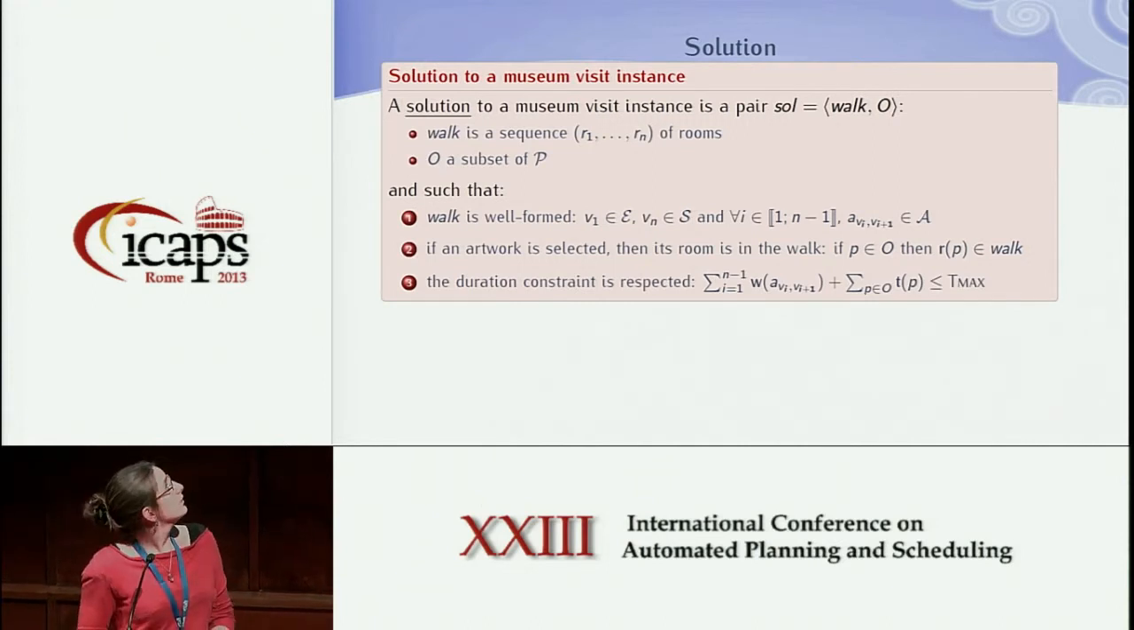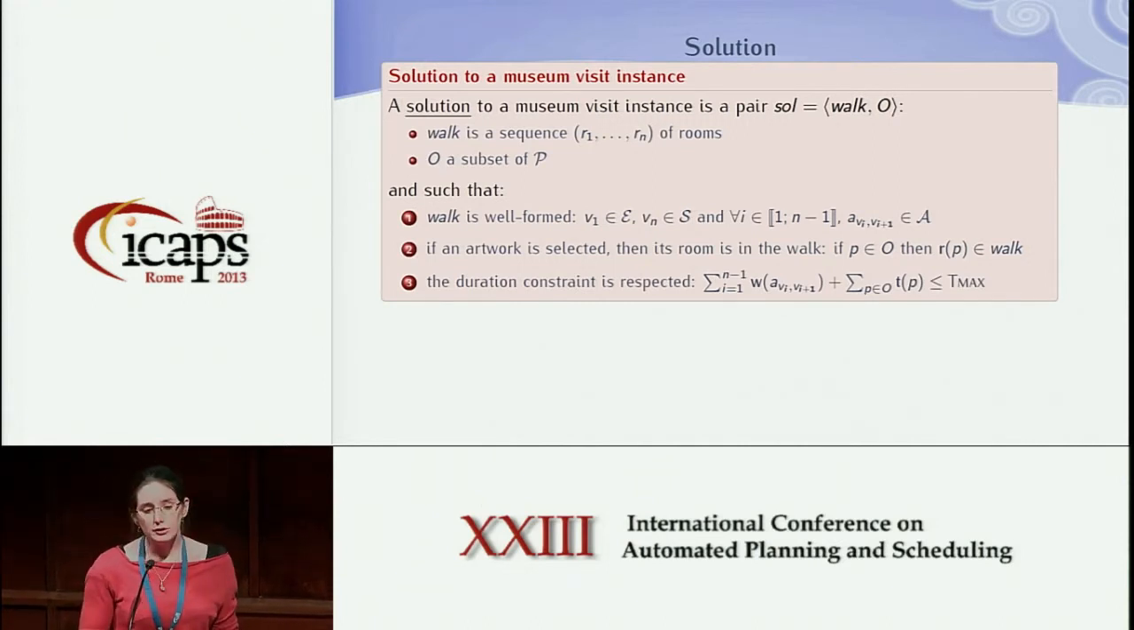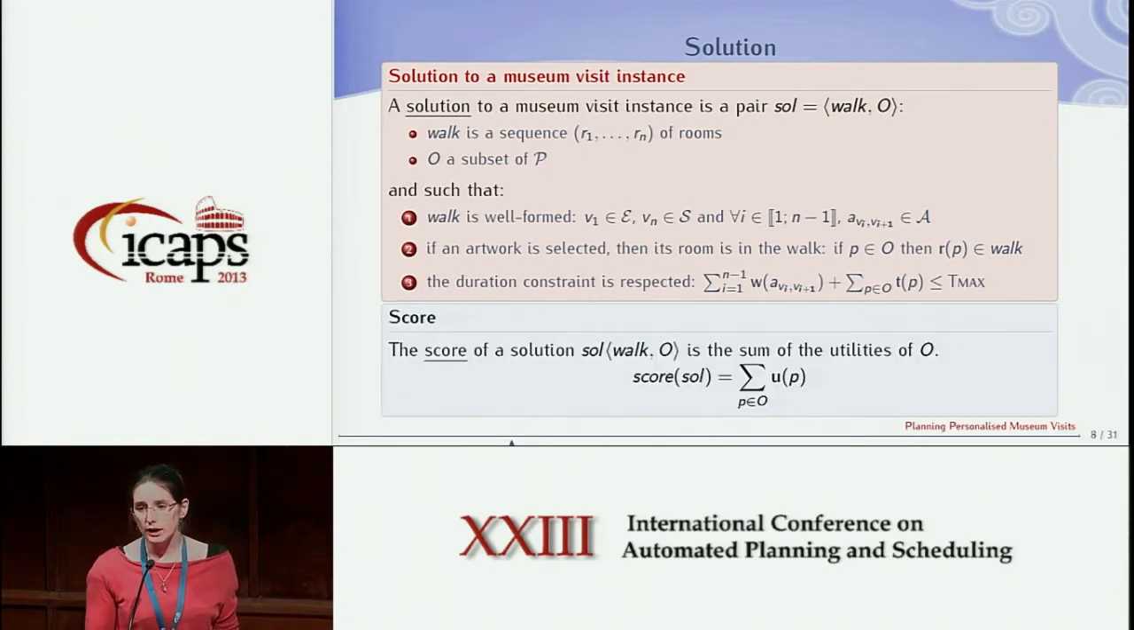Then, if an artwork is selected, the path must include the room where the artwork is located. And finally, the time constraints have to be respected. When we have a solution, we associate to it a score, which is a function that sums the utilities of the different artworks that are selected. So we just have to sum up the utilities of the artworks.